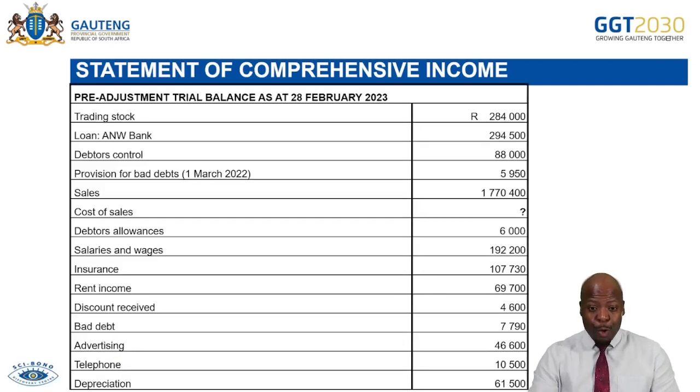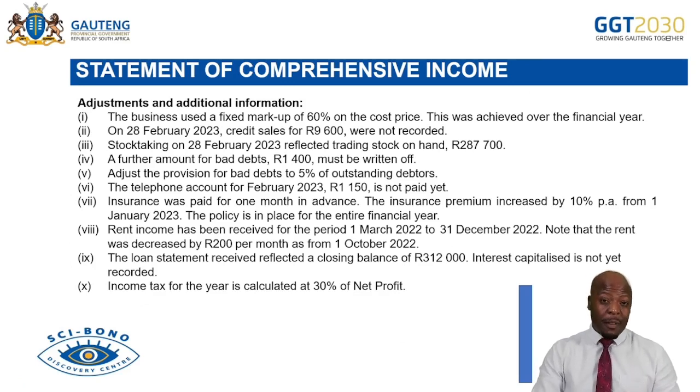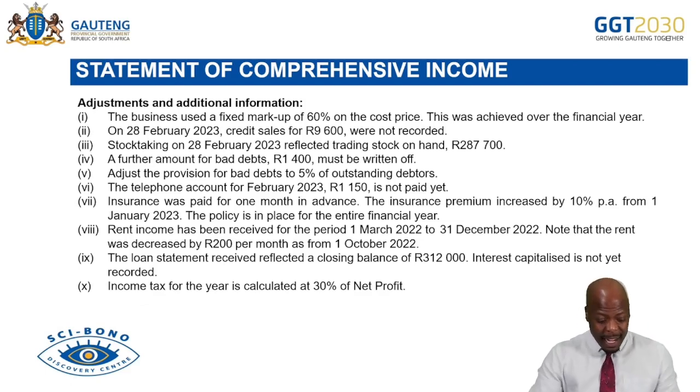All right, let's look. We are given a pre-adjustment trial balance. This is a list of balances that we are given as at 28 February 2023. You know what is going to come next? Adjustments. We have about 10 adjustments that we're going to do today. Here are the adjustments. For them to make sense to you, I'm going to break them one by one and explain. Once you understand, you tell me, Mr. Simbi, I've understood. Then I'm going to move on to the next adjustment. Are we okay? Okay, let's do that then.